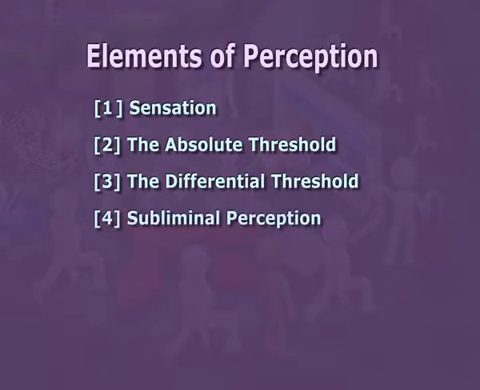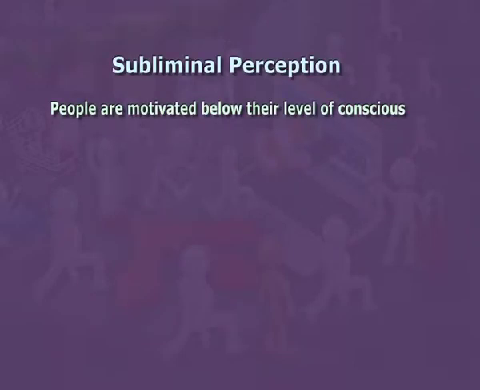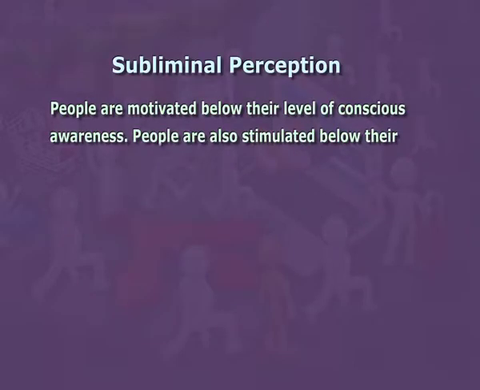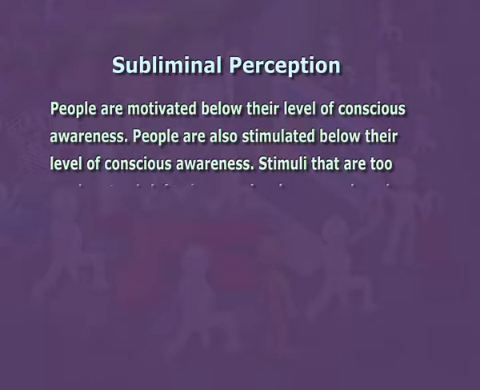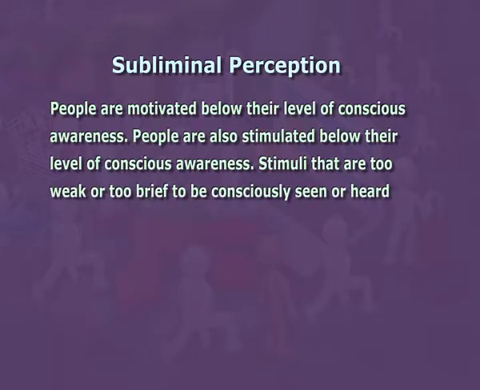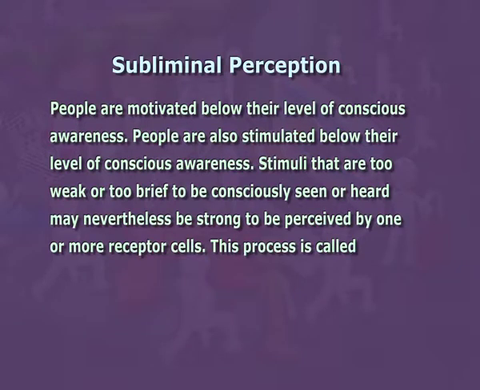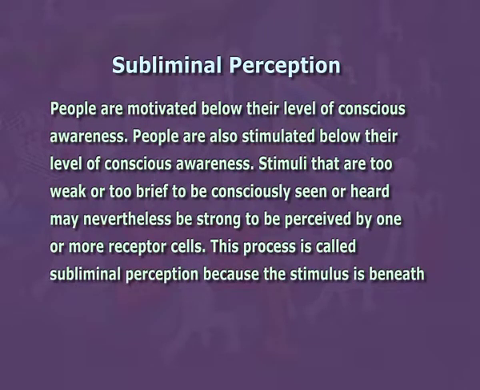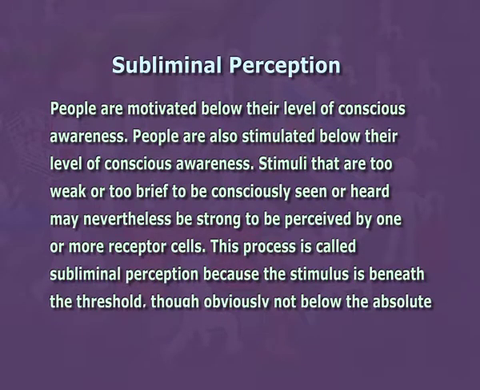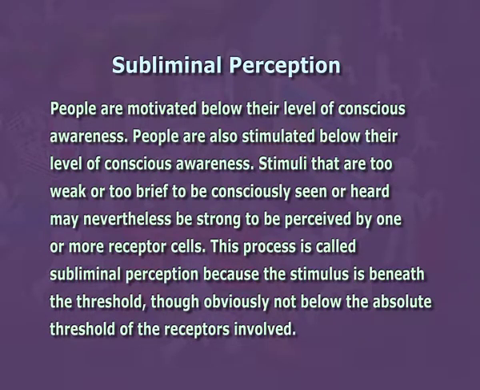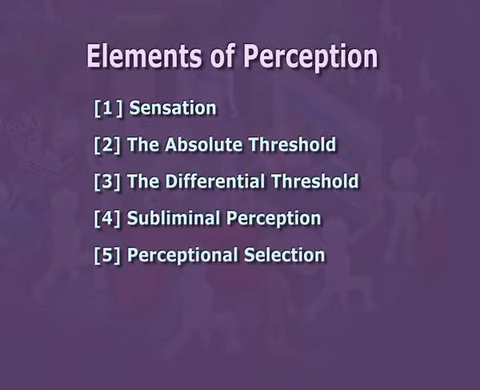Fourthly, subliminal perception. People are motivated below their level of conscious awareness. People are also stimulated below their level of conscious awareness. Stimuli that are too weak or too brief to be consciously seen or heard may nevertheless be strong enough to be perceived by one or more receptor cells. This process is called subliminal perception because the stimulus is beneath the threshold, though obviously not below the absolute threshold of the receptors involved.